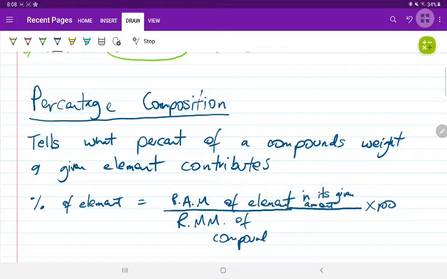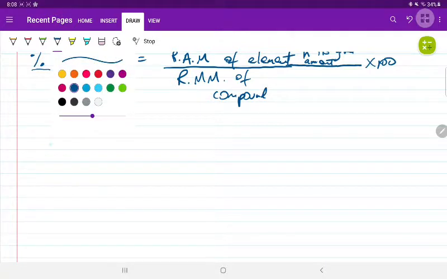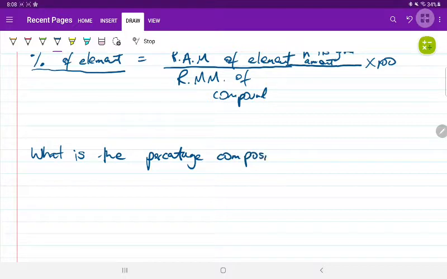Okay, so to find the percentage composition of an element in a compound, you take the mass of that element in its respective amount divided by the mass of the whole compound, and then you multiply that by 100 since it's a percentage. So, an easy example to start off with. Sometimes they may say what is the percentage composition, or they may ask you what is the percentage by mass.